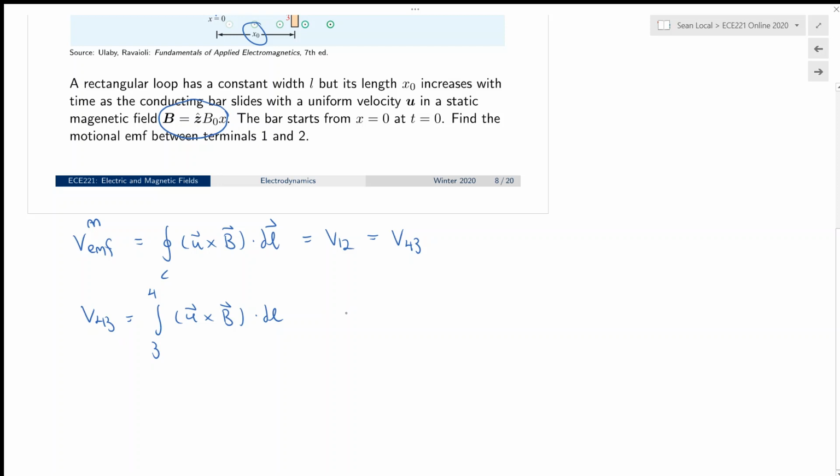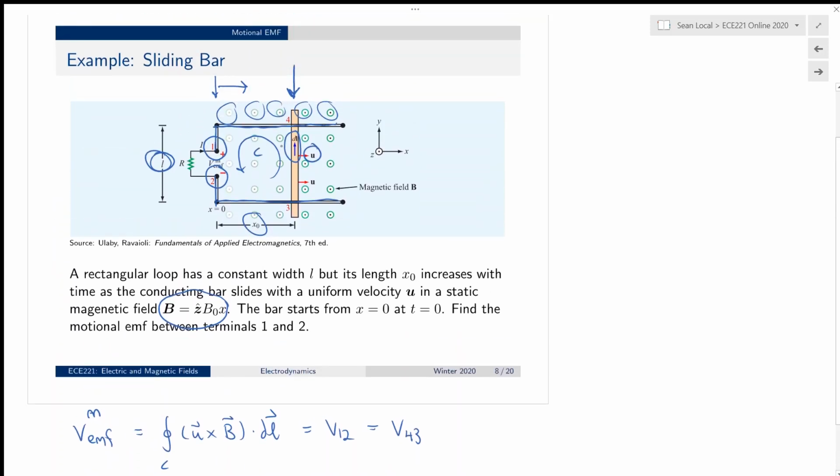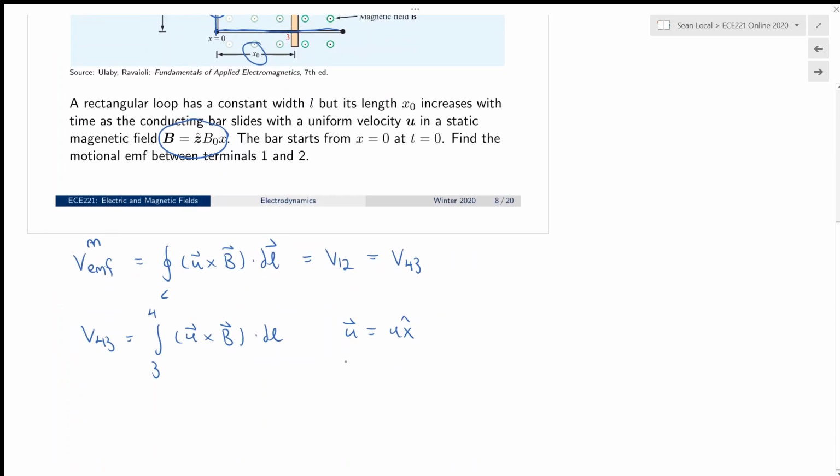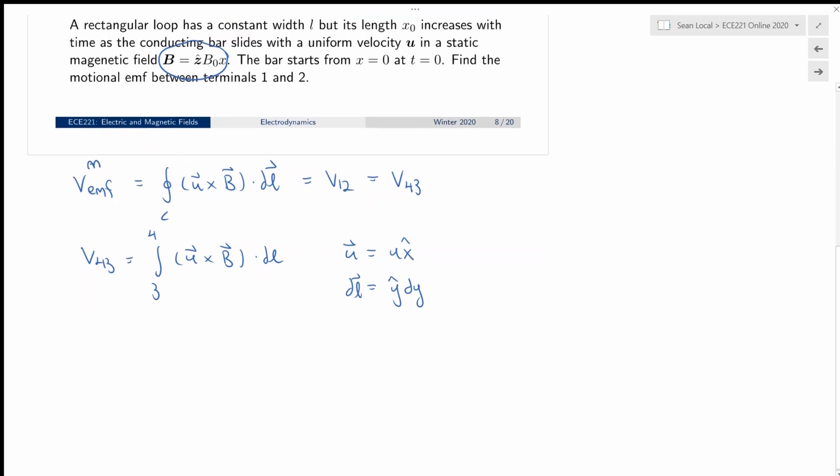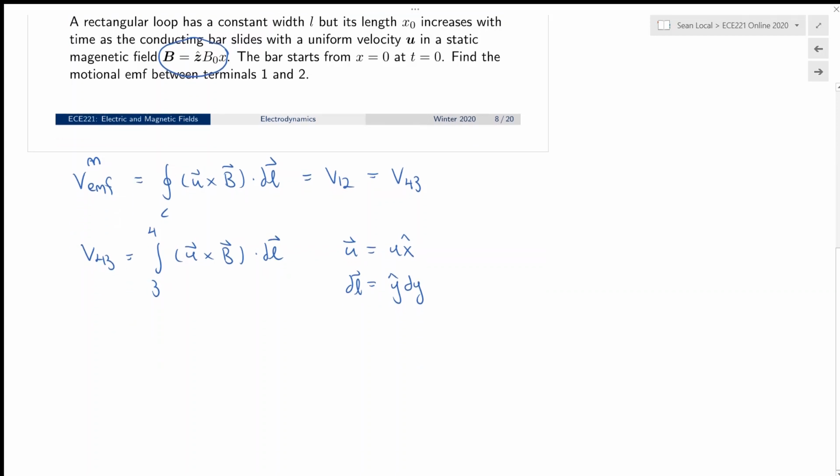We know that the velocity is constant, so we'll just call the constant u, and it is in the x direction. We have an expression for the B field already. It's circled in the paragraph above. And if we look at our dl element here, we're integrating in the y direction. So if we want to write an expression for dl vector, that's oriented in the y direction, and we can put a dy or dl here. Doesn't matter. Okay, so now we are ready to carry out this cross product and this integral.